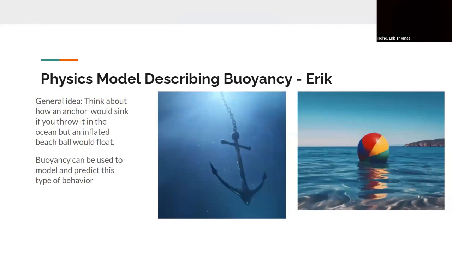To understand how the idea of buoyancy came about, we first start with a question about floating objects. The question being, why do some objects float and other objects sink? To understand this phenomenon, buoyancy comes into play.